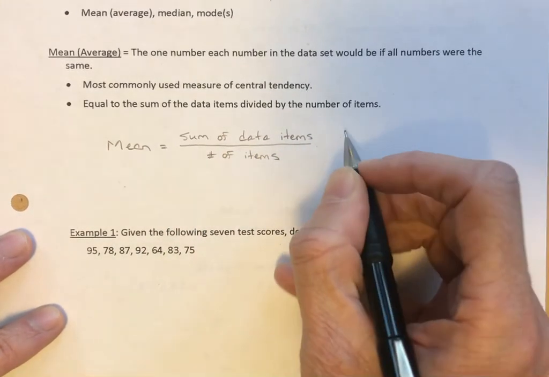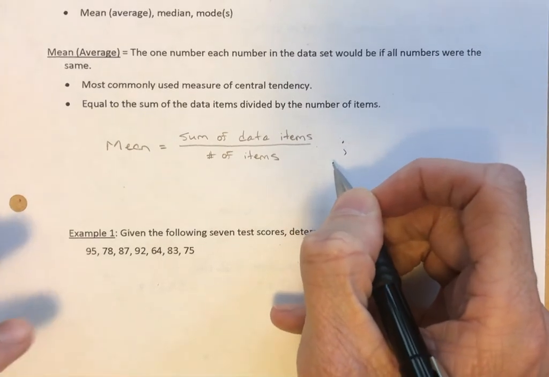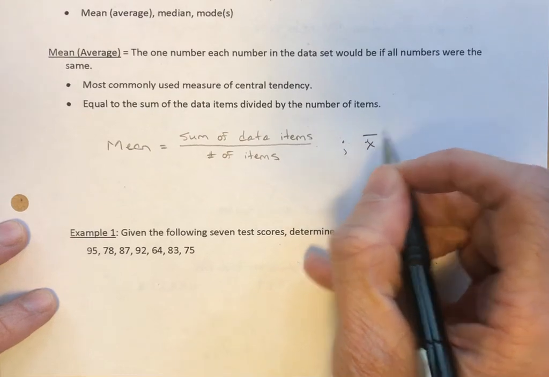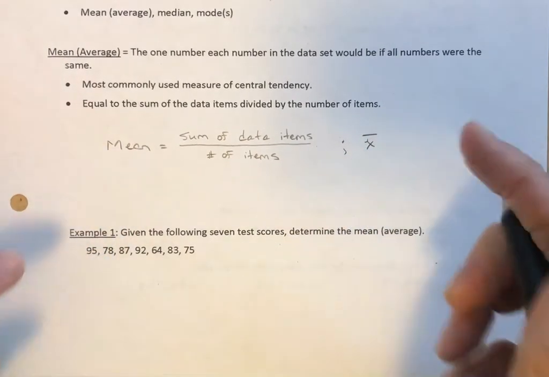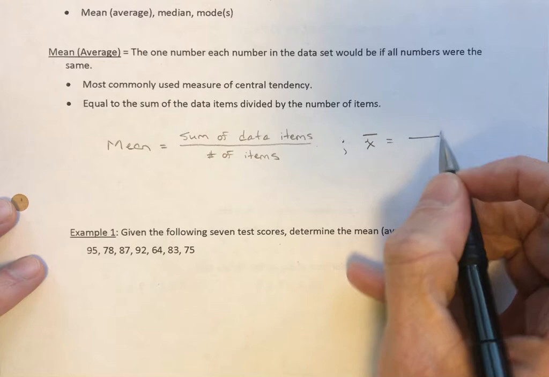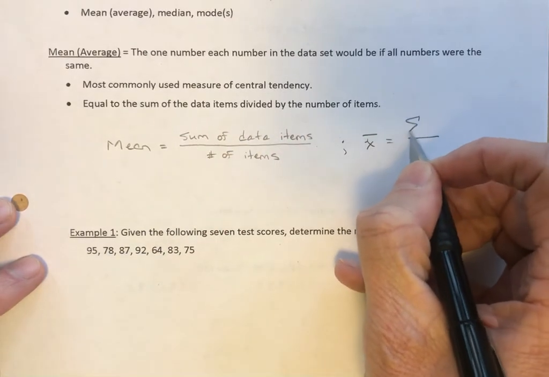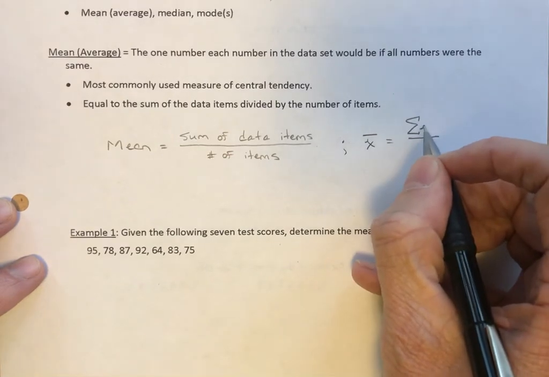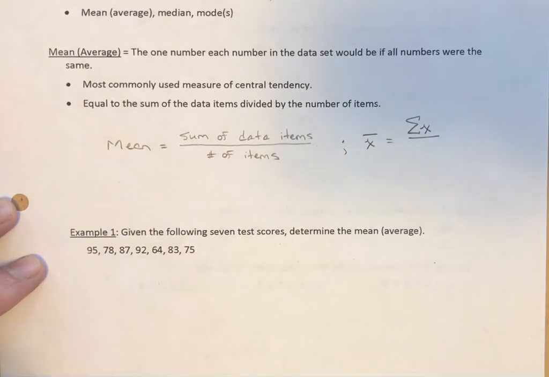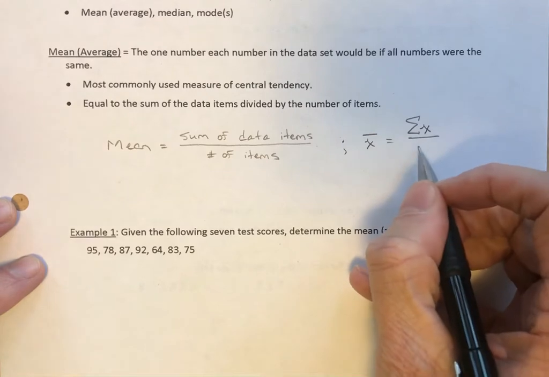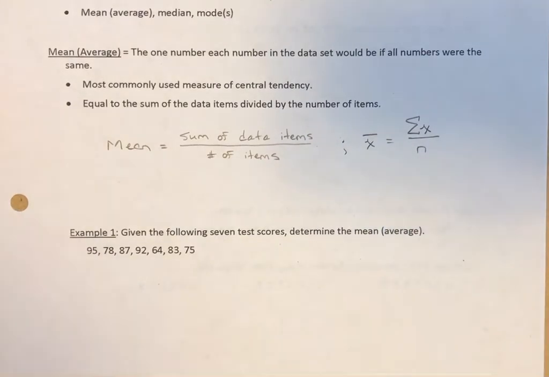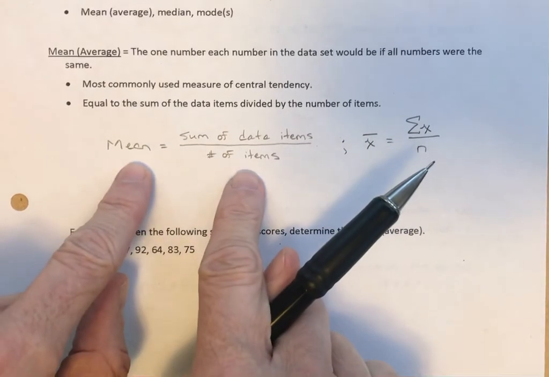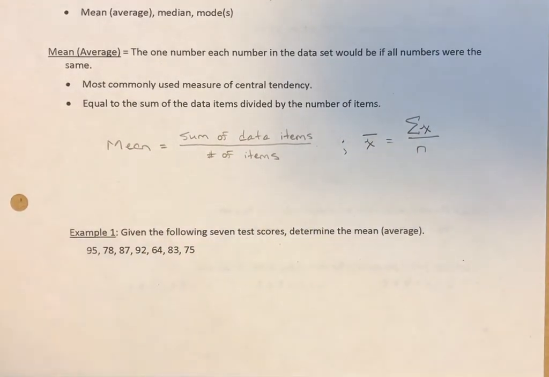In statistics language, which you may see here and there, X bar stands for the mean and is equal to the sum, this summation symbol, which I think is Greek, of all the data items. All the data items are X's, and the number of items is N, N standing for number of items. So this is kind of the statistical equation. And of course, this is the equation in words.